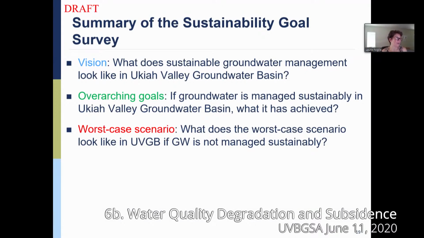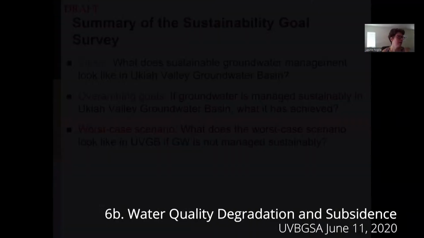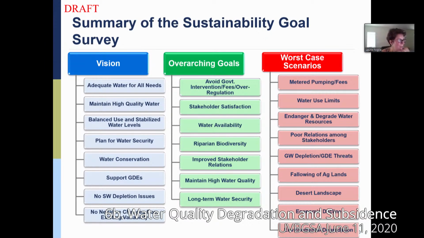These are the things that we discussed last time. We can think about a general vision: what does sustainable groundwater management look like in the Ukiah Valley groundwater basin? The second question was more like an overarching goal: if the groundwater is managed sustainably in the valley, what has it achieved? And then, if you remember, we also discussed some possible worst case scenarios: what does the worst case scenario look like in the valley if groundwater is not managed sustainably? These were the three main questions. We took all your answers and created this overarching summary. We understand that some things can overlap between the different columns, but hopefully this is a good way for you to see the main topics that everybody brought up.